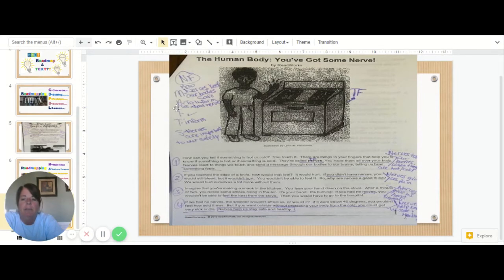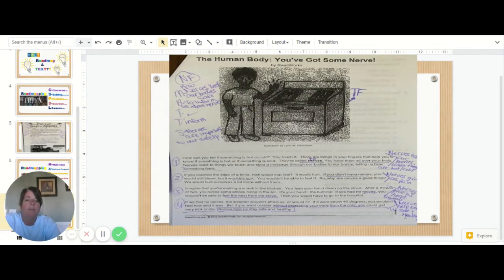How can you tell if something is hot or cold? You touch it. There are things in your fingers that help you to know if something is hot or something is cold. They're called nerves. You have them all over your body. Nerves react to things we touch and send a message to our bodies, to our brains, telling us how something feels. So I summarized over here what this first paragraph was teaching me. And it taught me that nerves tell our bodies when things are hot or cold. I underlined nerves because that was a text feature that was in this text.